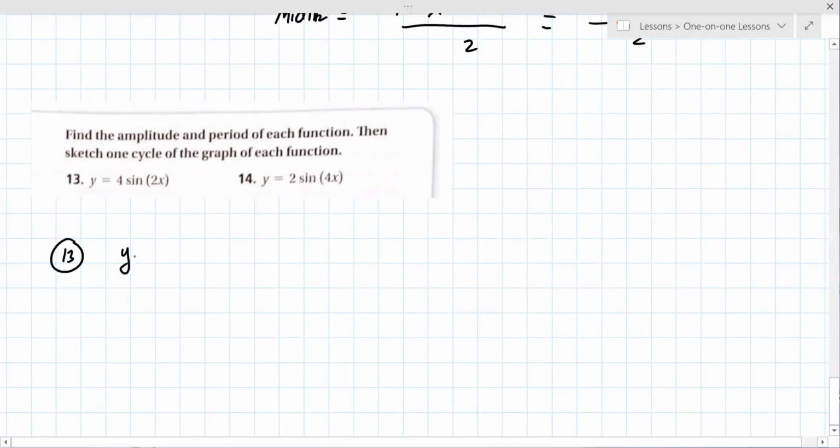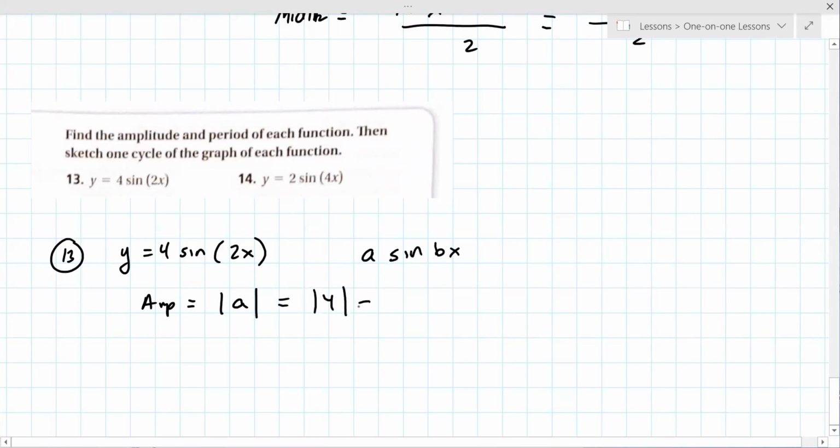So for number 13, it's y equals 4 sine 2x. The amplitude is the absolute value of a. Well, what is a? This has the form a sine bx. So in your problem, it's the absolute value of 4, which is 4. The period is 2 pi over b. Well, what is b? B in your problem is 2. So it's 2 pi over 2, which is pi.